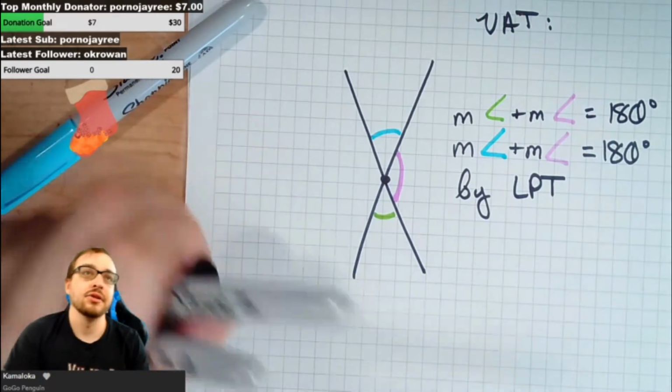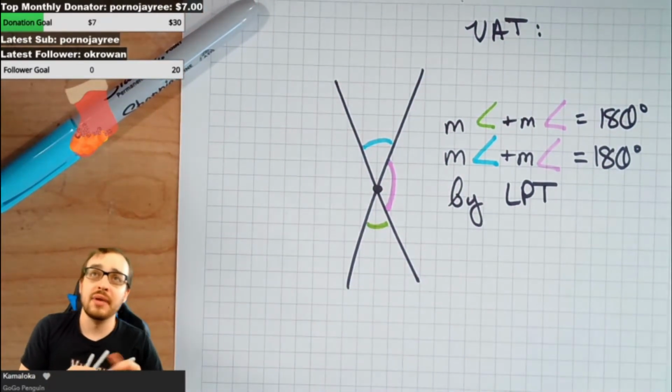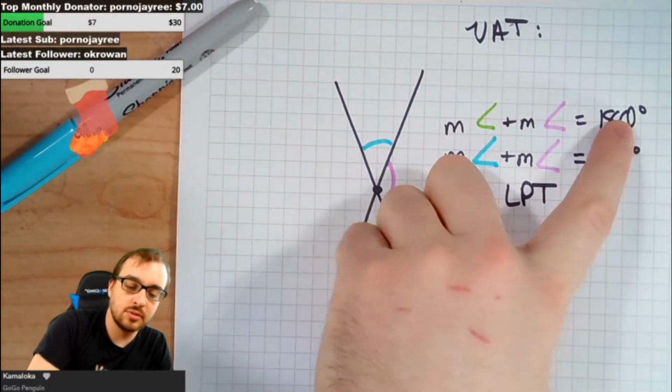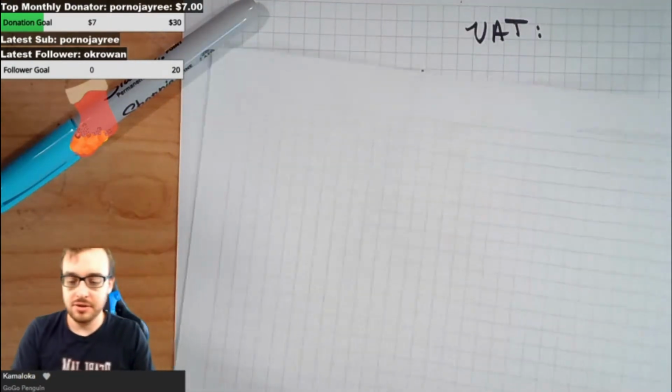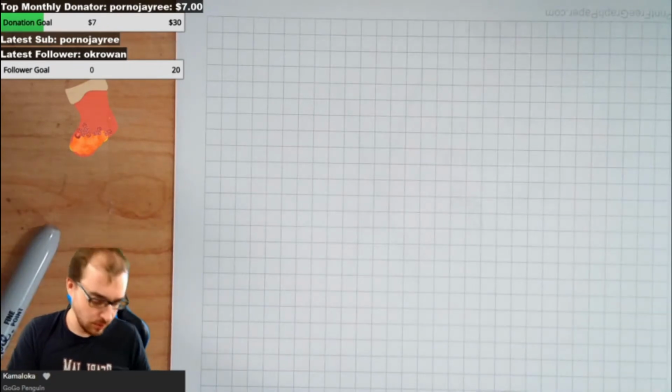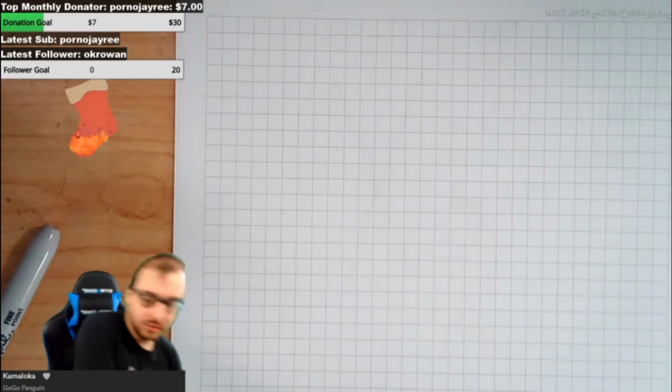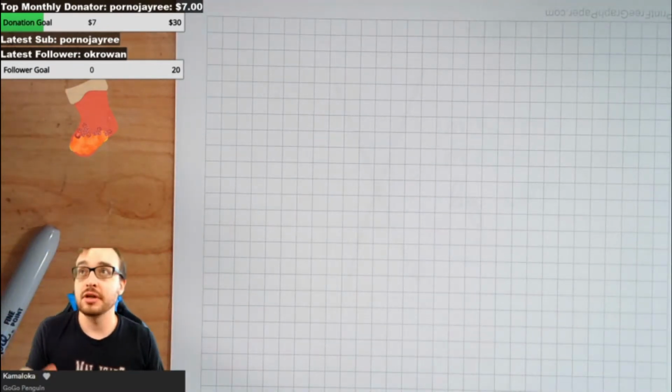So all that by linear pair theorem. And then through some algebra, since I know that this equals 180 and that equals 180, I can set those equal. And I'll show you what I mean by that. Kind of strange, and we don't make you guys think about this a lot when we're working with regular numbers, which is why when we switch out the regular numbers with variables, you guys lose your freaking minds.